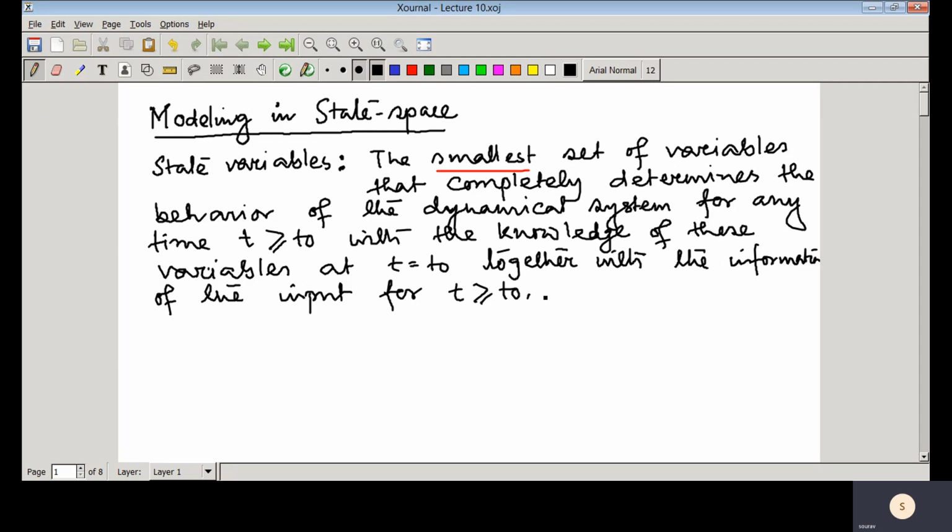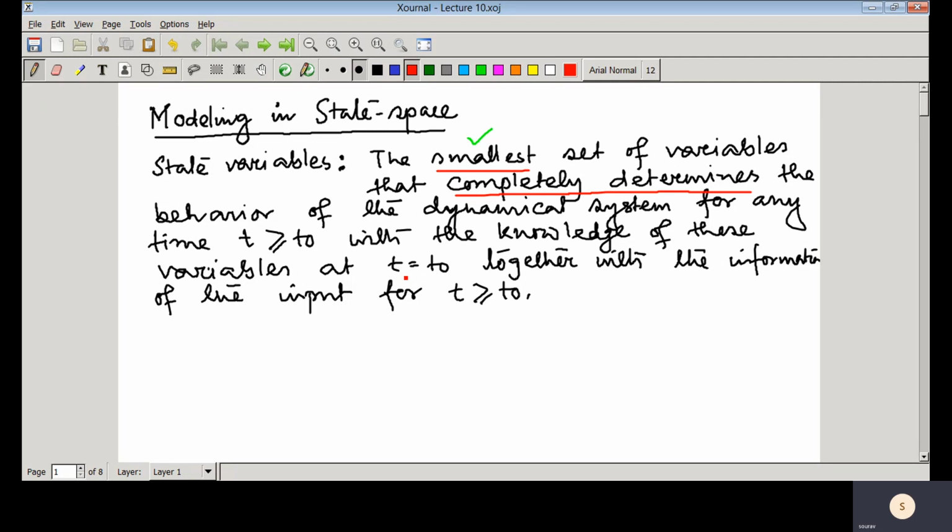State variables are the smallest set of variables that completely determines the behavior. This is also important: if you only partially describe the system, it is not state variables. It completely determines the behavior of the dynamical system for any time t greater or equal to t0, with the knowledge of these variables at t equal to t0 together with the information of the input for t greater or equal to t0. This is what is called state variables.